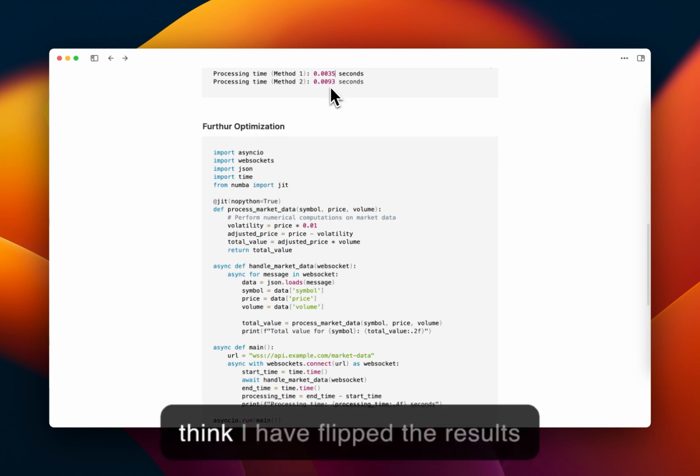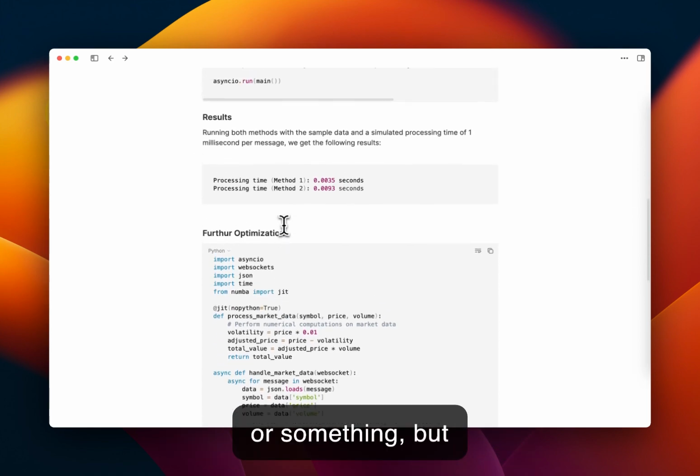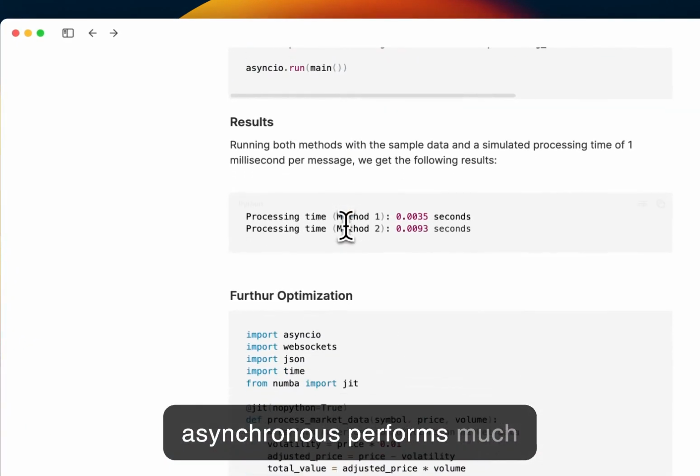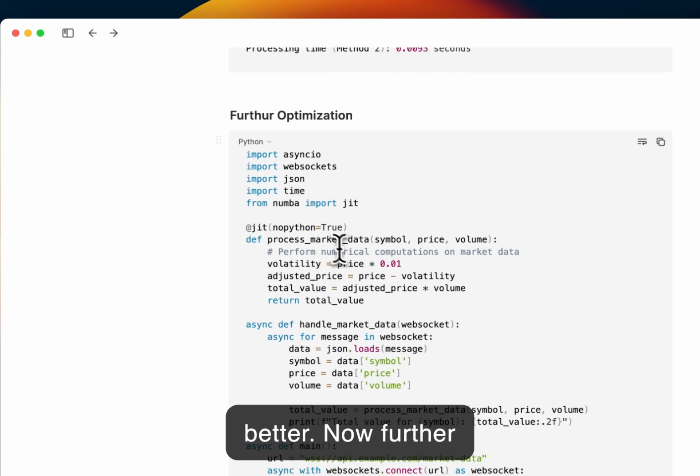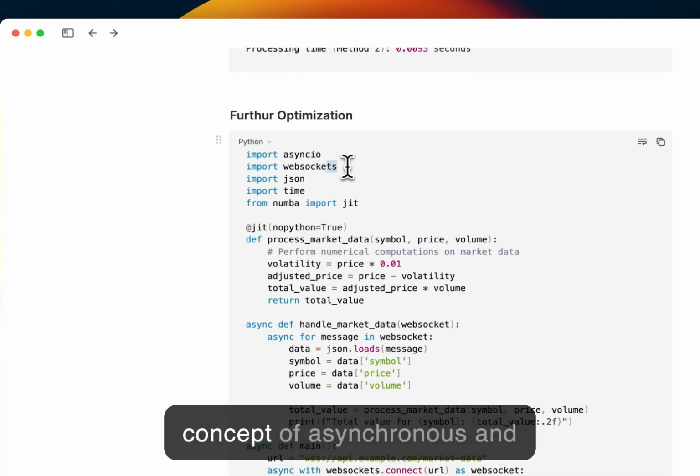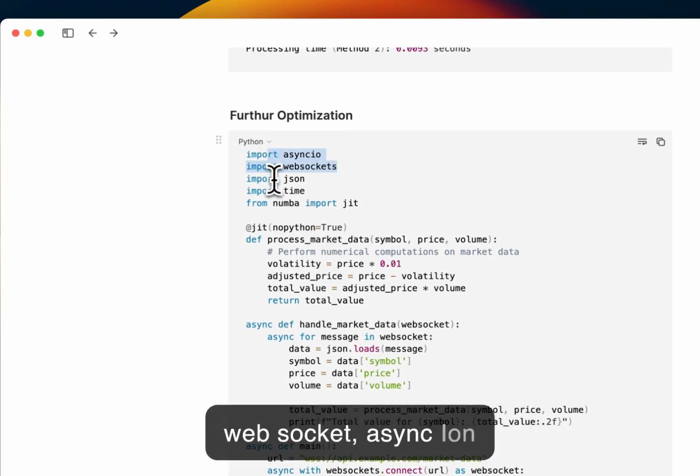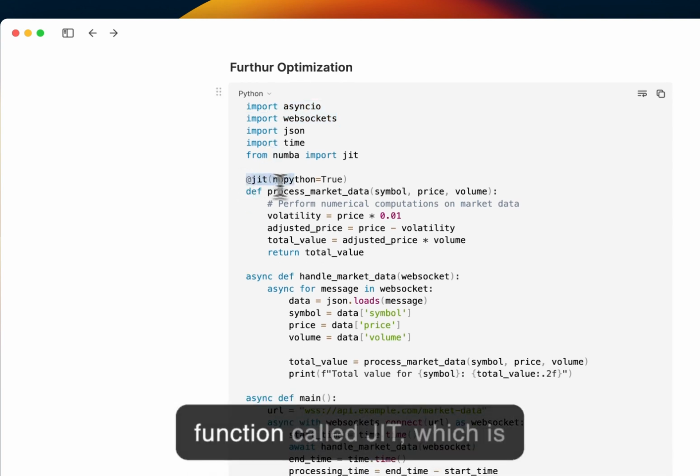9, 10, 0.01, order of 3. I think I have flipped the results or something, but asynchronous performs much better. Now further optimization will just take the concept of asynchronous and WebSocket, async IO and WebSocket, and has a function called JIT, which is just in time.